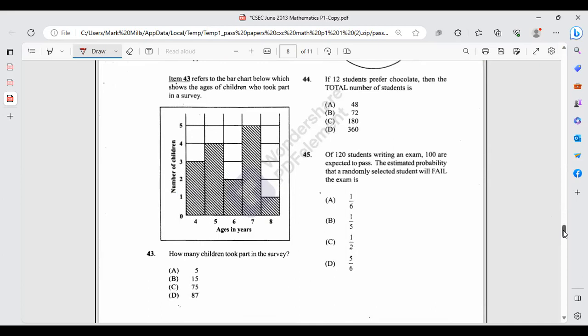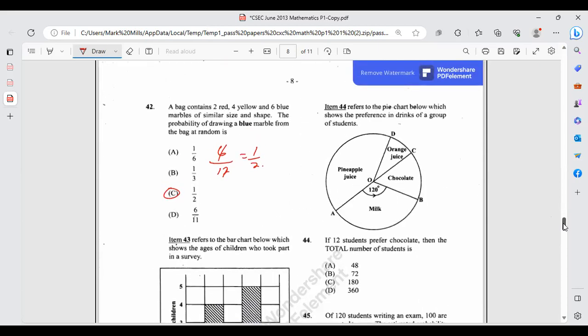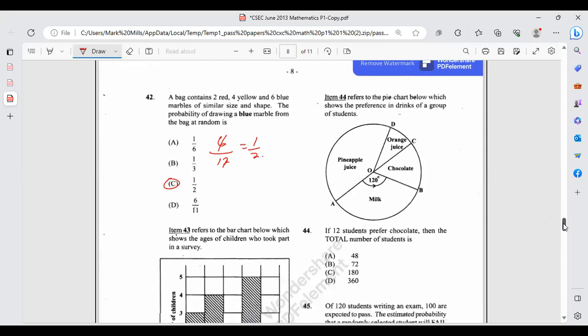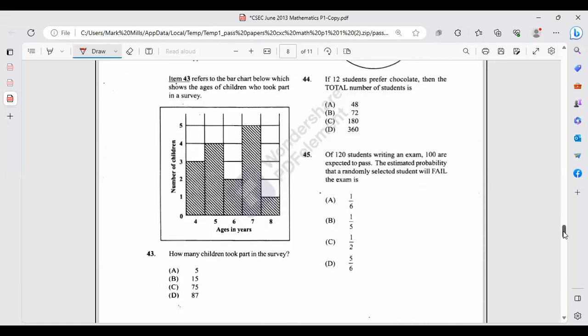43. Sir, you can go back up, please. I didn't see that. The one we just finished. Okay, thanks. How many students took part in the survey? 15. There are 15, all right.